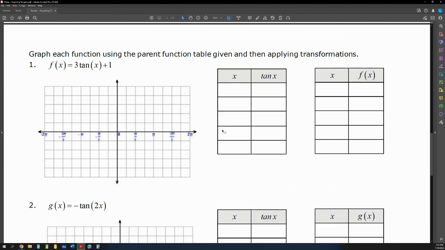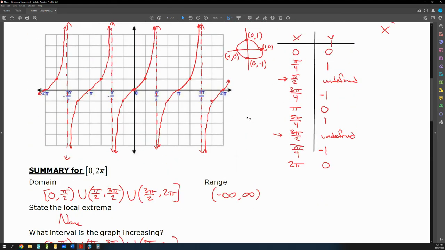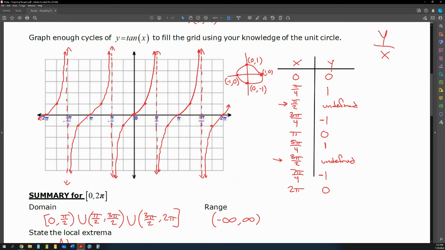Okay. Graph each function using the parent function. So here's our table of values. We'll graph tangent of x, and then apply the transformations. I'm just going to write one period for the tangent, which we know is pi units in width. Now remember, this is centered, just a characteristic of the tangent graph. It's centered around about the origin.